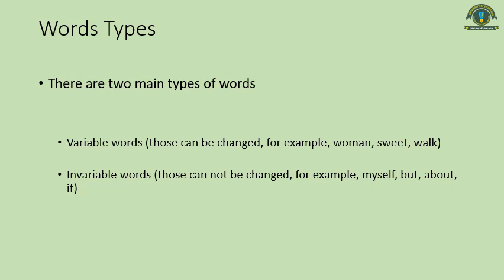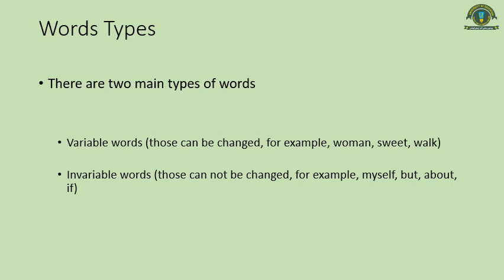Types of words. There is one thing we have to know about words in morphology. There are two types of words: variable words and invariable words. Variable words change, and invariable words, of course, do not change. This is one way of categorizing words in morphology.